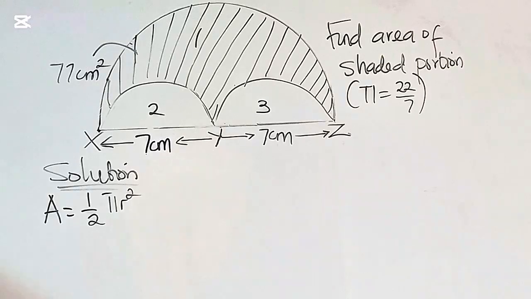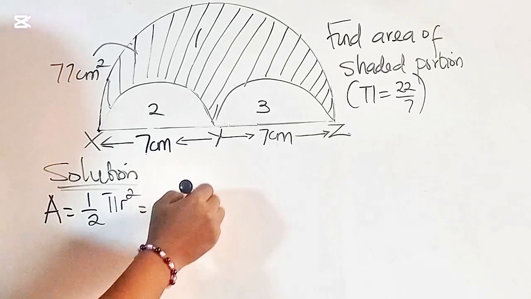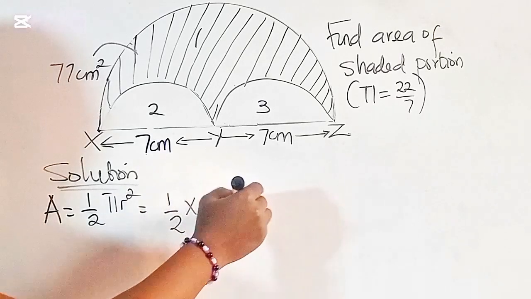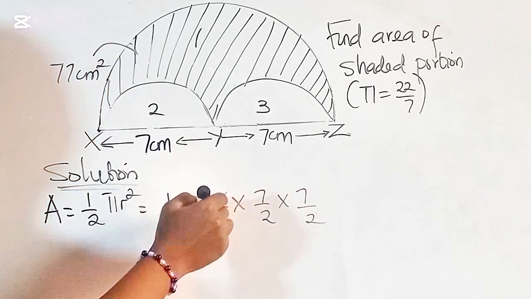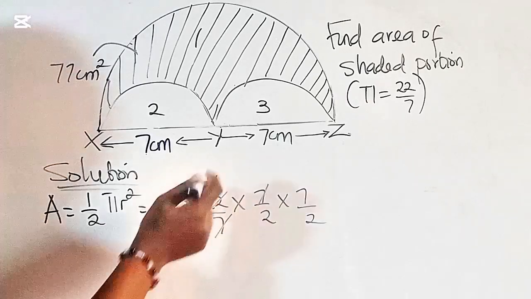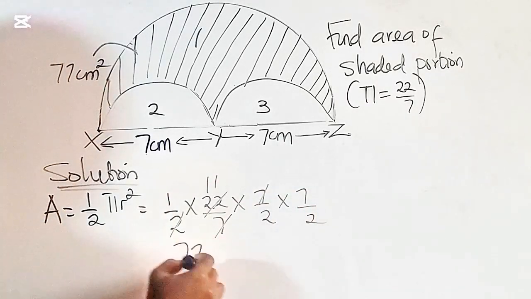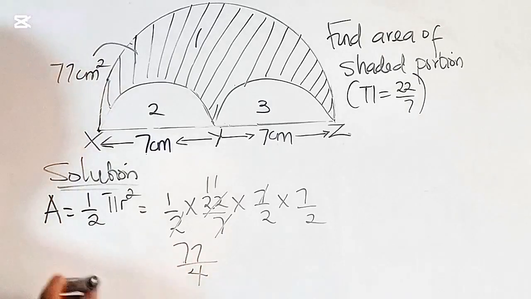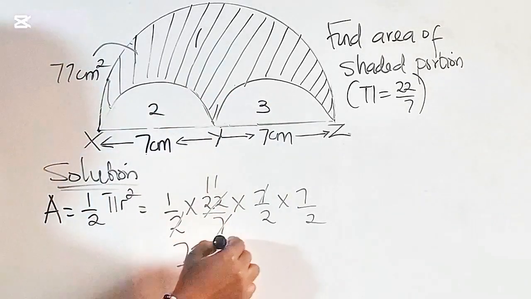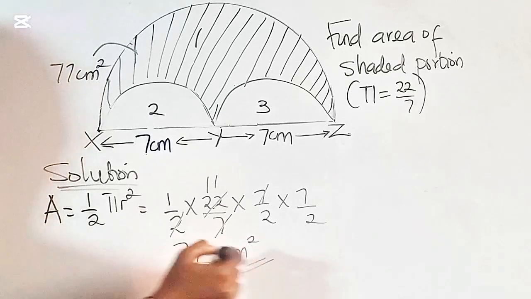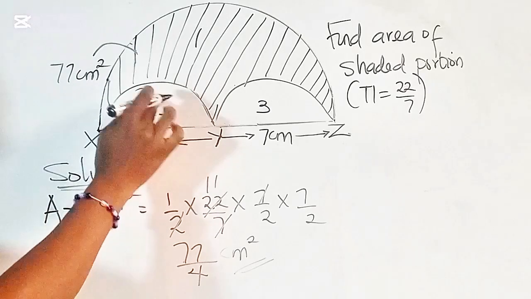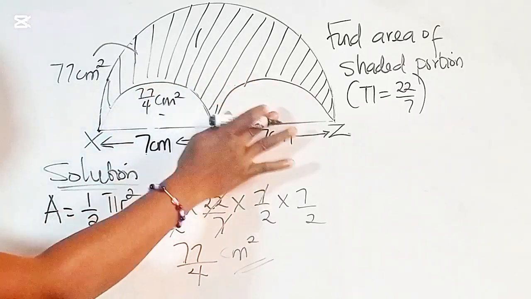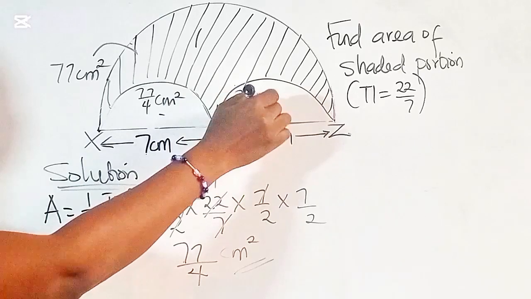Using same formula for the area of the smaller semicircle, we have 1 over 2 times 22 over 7 times the radius, which is 7 over 2 times 7 over 2. We simplify, 11, 7 cancel out. So we have 11 times 7, which is 77. 2 times 2 is 4. So the area of the smaller semicircle is 77 over 4 centimeter square. The area of this smaller semicircle is 77 over 4 centimeter square. Same here, 77 over 4 centimeter square.